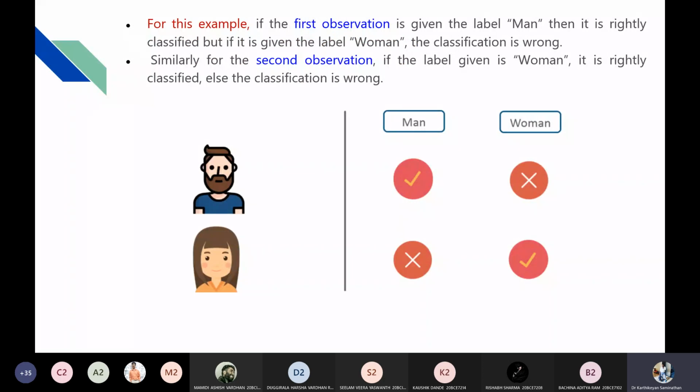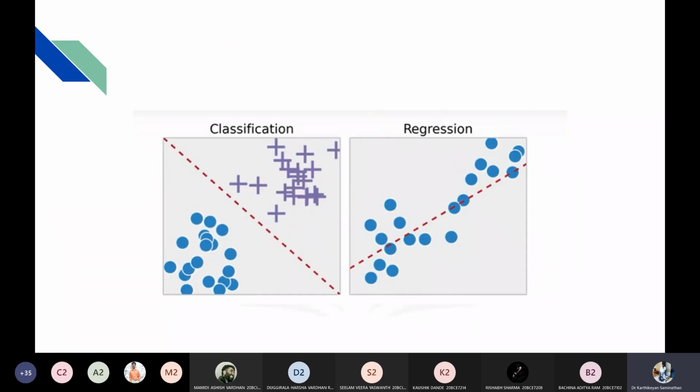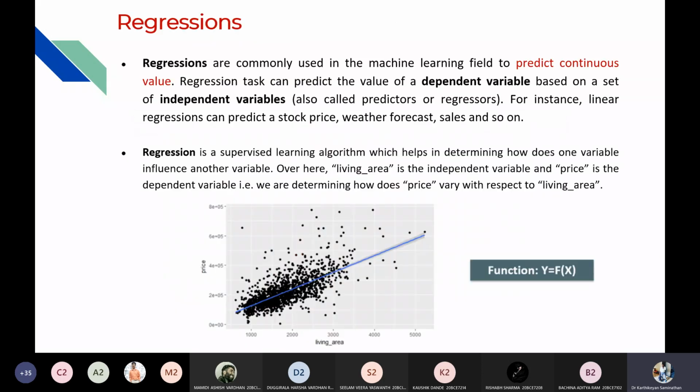For example, suppose images are loaded. By seeing the image, we can say it is a man. So here this image is rightly classified. So it is a man, and it is not classified as a woman. Now the woman image is given. Here it is also rightly classified under the woman label. Suppose the first image is classified as a woman, then a wrong classification has happened. Then you need to train your model to the next level, right? So this is your classification and regression, right?